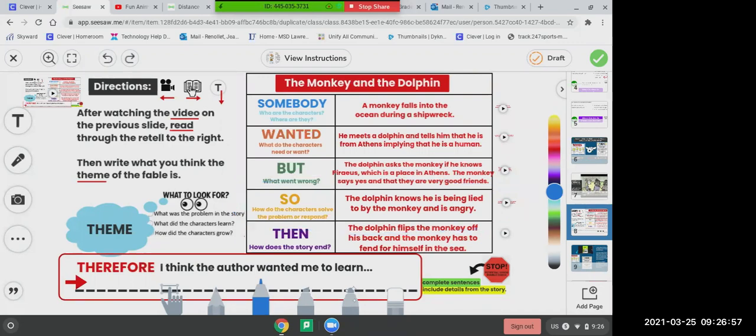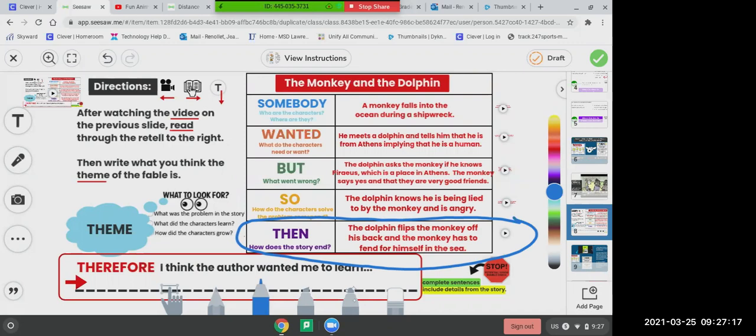Next in our retell is the letter T, then. How does the story end? The dolphin flips the monkey off his back, and the monkey has to fend for himself in the sea. Oh no, that is quite the ending to this fable.